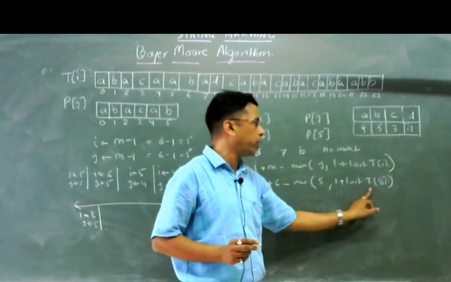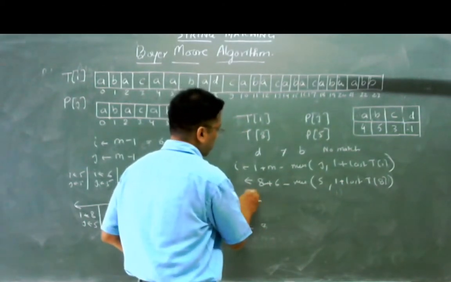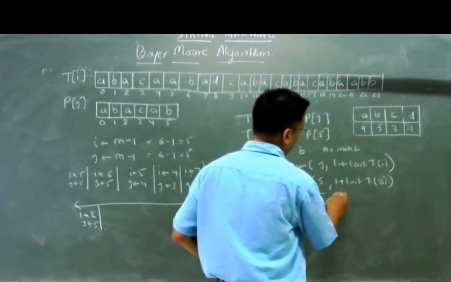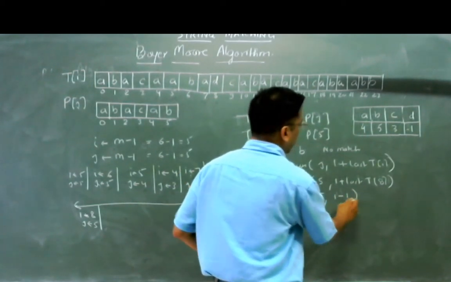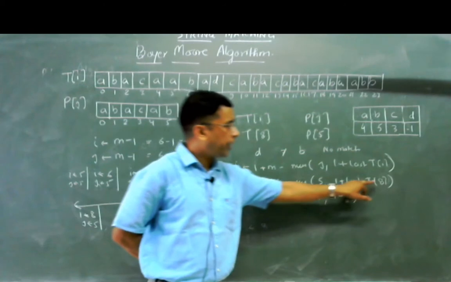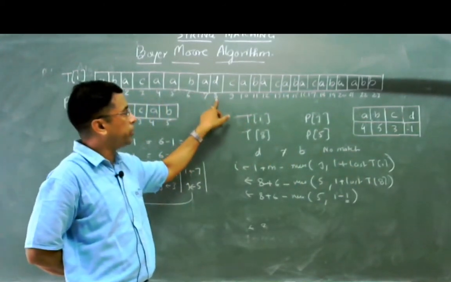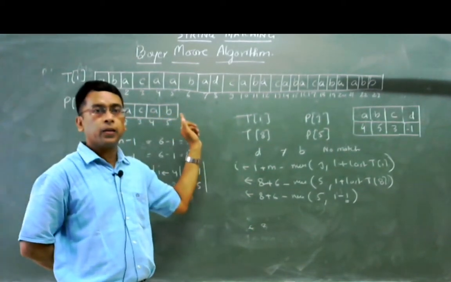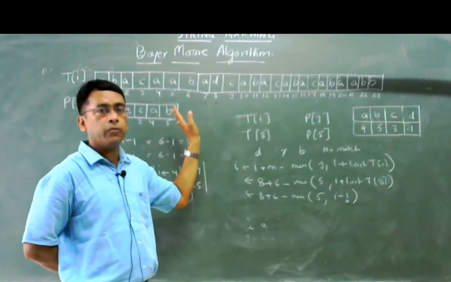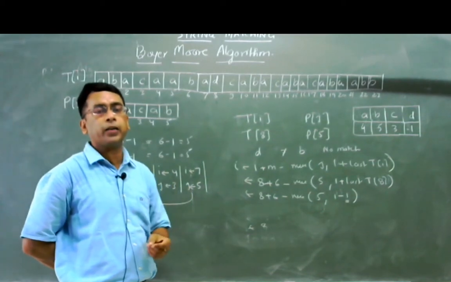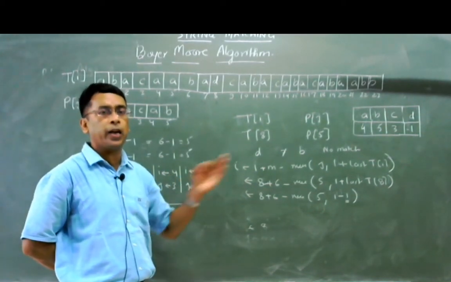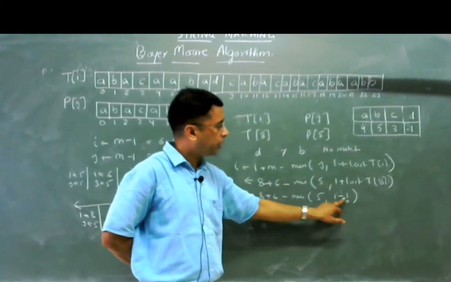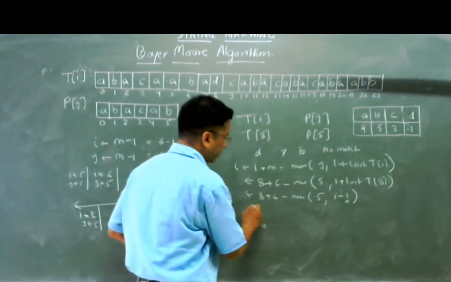1 minus 1 would be 0. So 6 minus minimum of 5 comma 1 minus 1. Here at this position, the element that exists at position number 8 is d, and this number does not exist in the given pattern. When a number does not exist in the given pattern, then we assign a value to the last function, that is minus 1. So we have assigned the value minus 1. 1 minus 1 would become equal to 0.